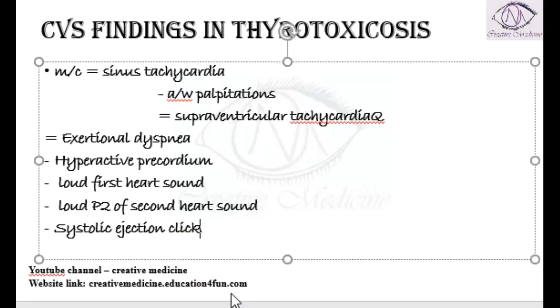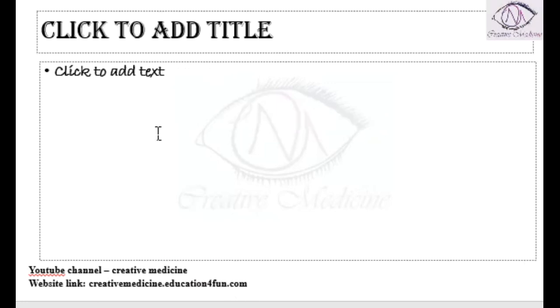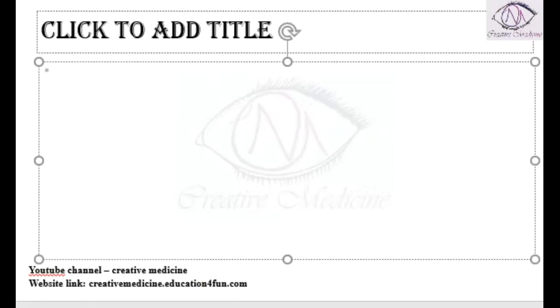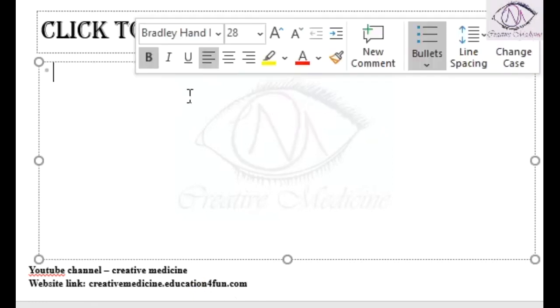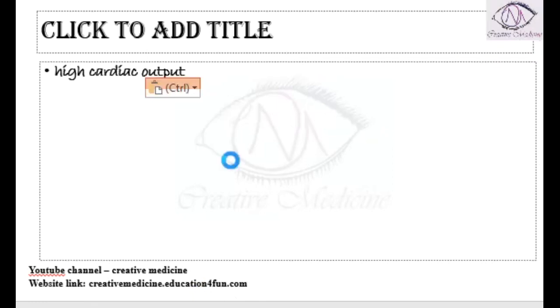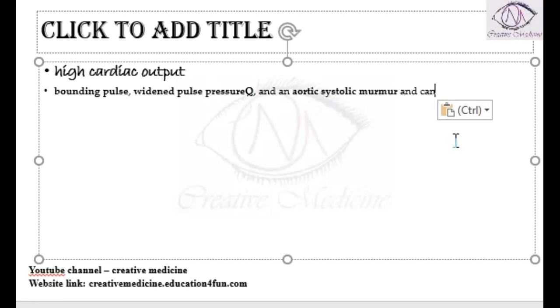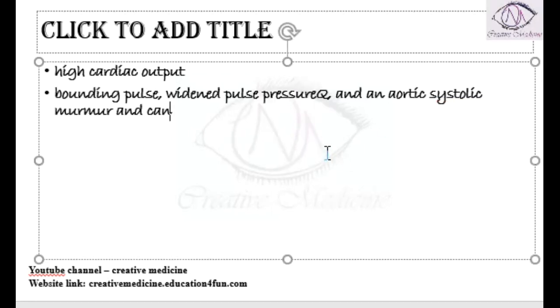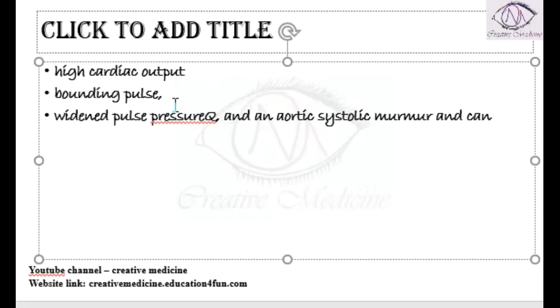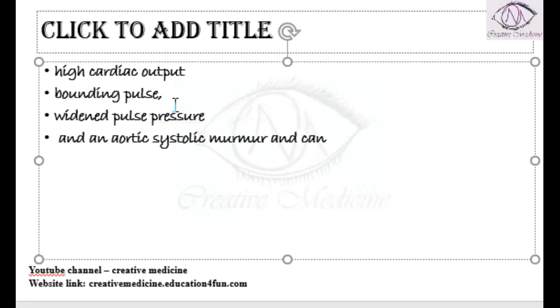In patients with thyrotoxicosis, one important thing is that thyrotoxicosis is a high cardiac output state. Because thyrotoxicosis is a high cardiac output state, the patient will have a bounding pulse. There will be a wide pulse pressure, and also an aortic systolic murmur is seen in the patient.